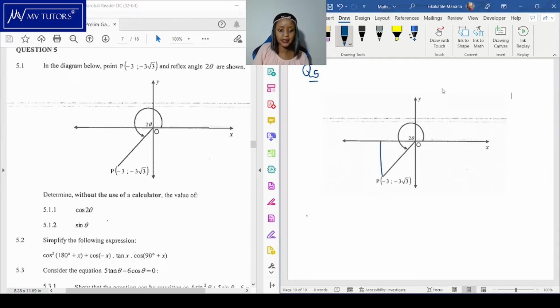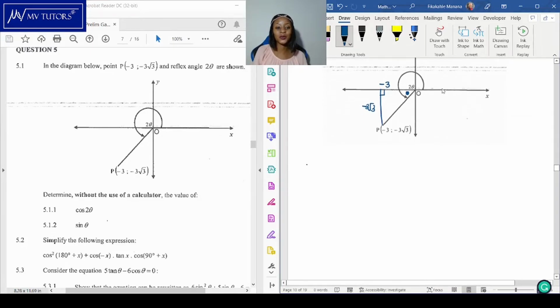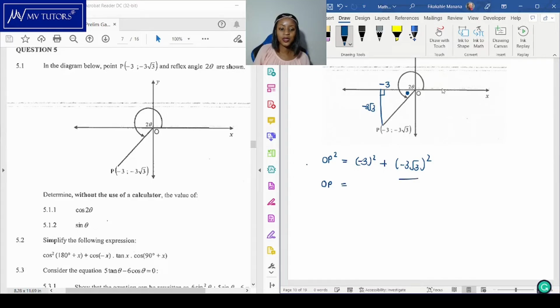If we just complete this triangle over here, we'd know that this would be the negative 3, and that would be negative 3 root 3, the y value, and that would be our cos 2 theta. That starts from the positive x-axis all the way to the hypotenuse OP. Before we determine what cos 2 theta is, because cos is adjacent over hypotenuse, we need to work out what the hypotenuse is, which is OP. OP squared is equal to negative 3 squared plus negative 3 root 3 squared, and then OP would be the root of all of that.